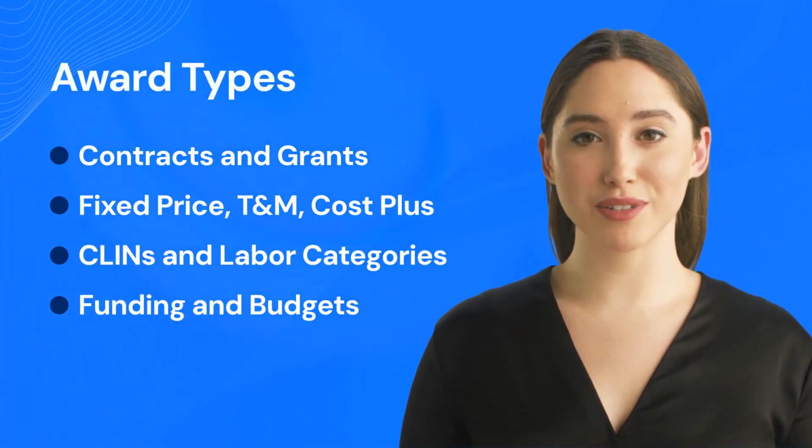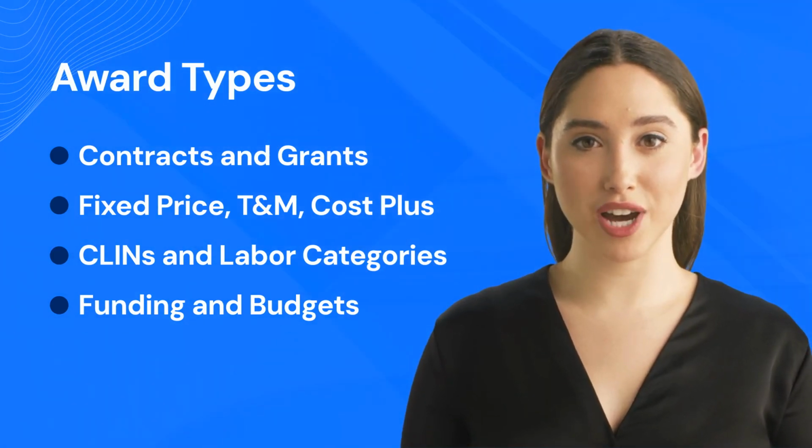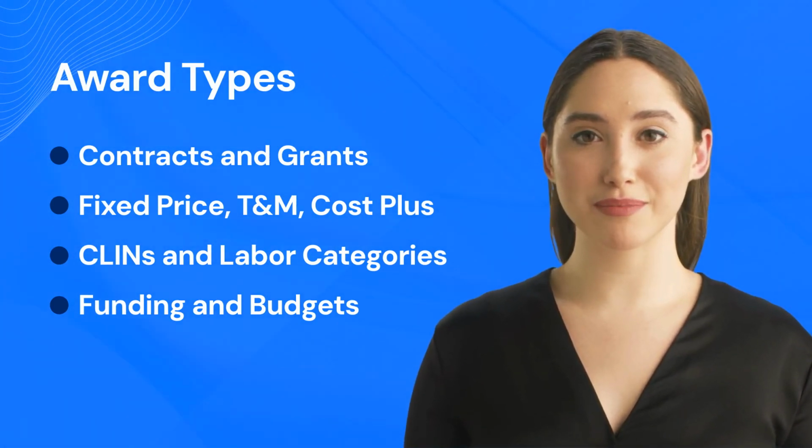Small business innovation research and small business technology transfer programs can be managed with GovBooks, including Phase 1, Phase 2, and Phase 3. GovBooks works with all types of contracts and grants to include fixed price, time and materials, and cost plus. Contract line items, labor categories, funding, and budgets can also be tracked in GovBooks.